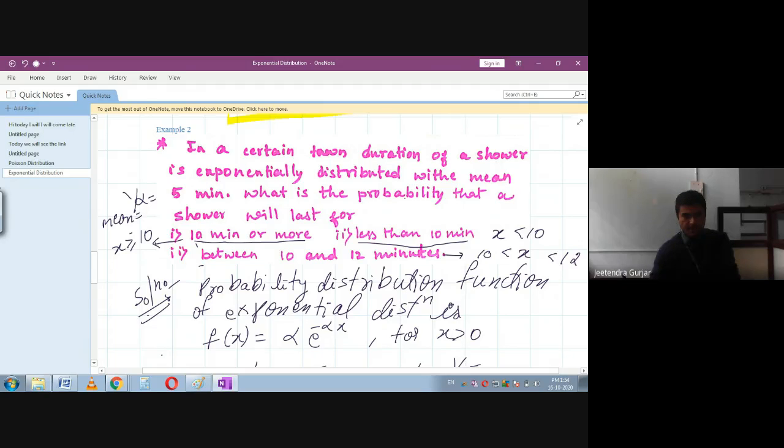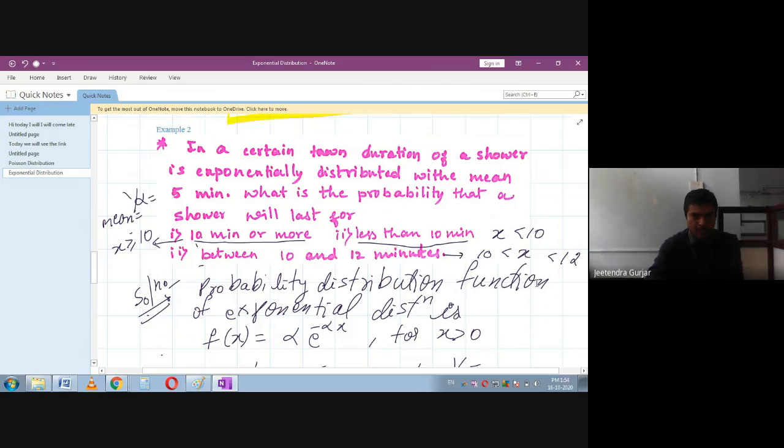What is the probability that a shower will last for, first one, 10 minutes or more? Means x is greater than or equal to 10. Next, it is asking less than 10 minutes, means x is less than 10. Remember here. Next, between 10 and 12 minutes means it is 10 less than x less than 12. It is between 10 and 12.